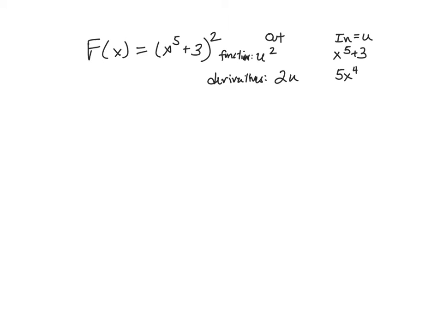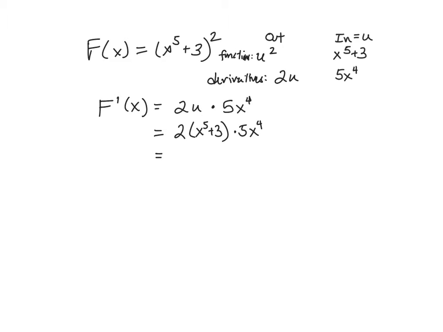And so the chain rule says the derivative of f of x would be the derivative of the outside function, evaluated at the inside function, times the derivative of the inside function. But I really just came up with that variable u, so I really need to put it back in terms of x. So 2 times (x to the fifth plus 3) times 5x to the fourth. For me, you can leave it like that.